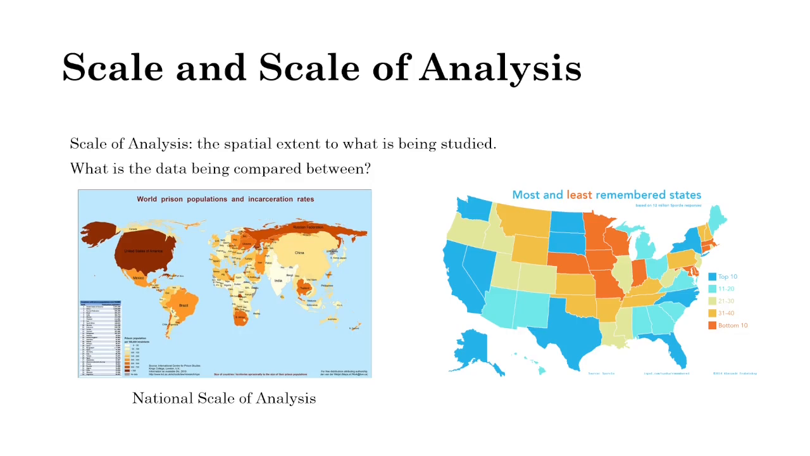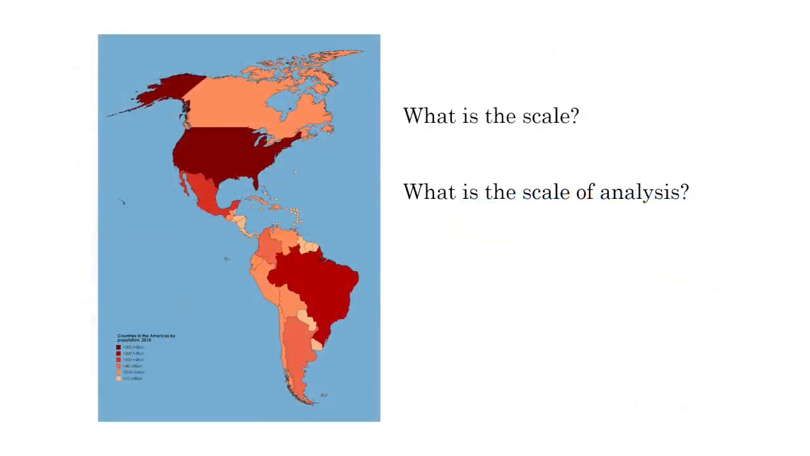What about the one on the right? That is a national scale because we're looking at a country. But what is the scale of analysis? What is the data being compared between? Well, the data varies between states. So you could say it's a state scale of analysis. Another term you could use is subnational scale of analysis. The prefix sub means below, so it just means below national. We're going to do a lot of practice with this.